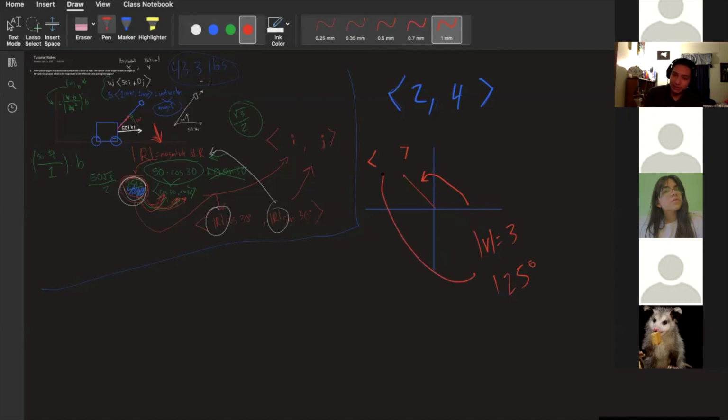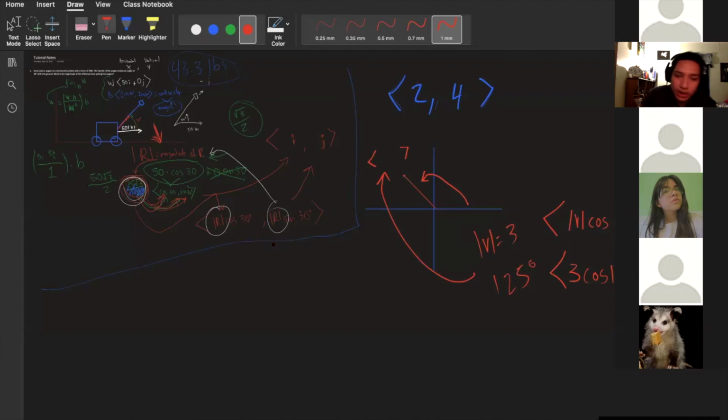How do I take this and plug it into there? The way I do that is by using the formula: magnitude of v times the cosine of theta, comma, magnitude times the sine of theta. That's theta right there. So to find the component form of this vector, Mia, I would take 3 times the cosine of 125 degrees, and I would also take 3 times the sine of 125 degrees.